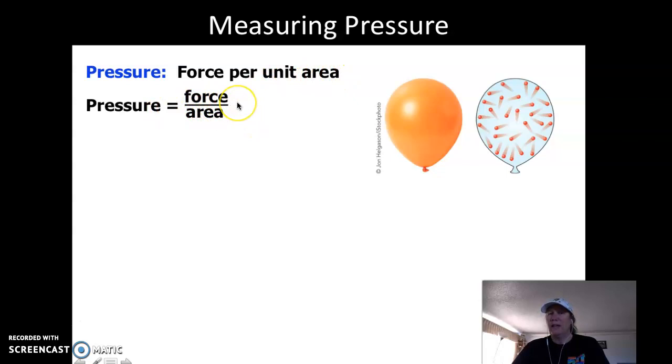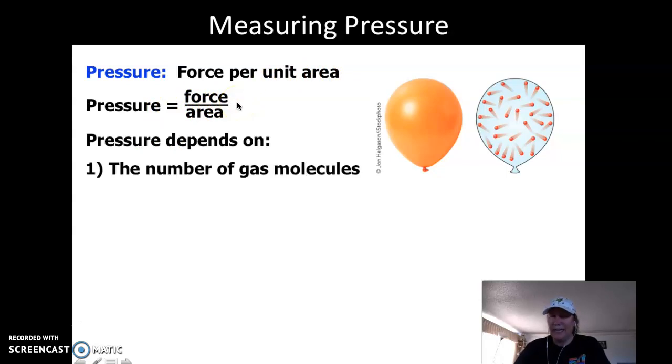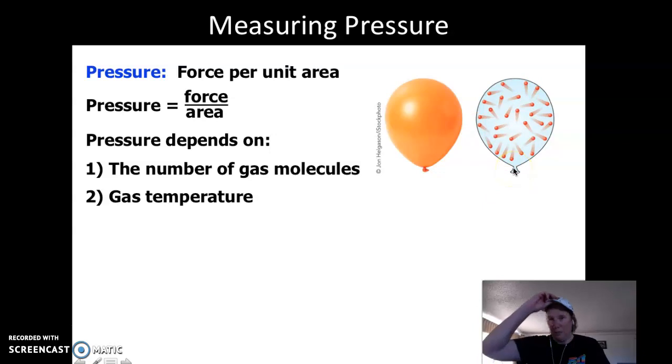When we're trying to find the pressure, there are some things we have to look at. First of all, how many particles we have, because the more particles we have, the more force it's going to exert. They're all moving around fast, but if you have more in here, there are going to be more collisions with the outside. Temperature: as you increase the temperature, they move faster. If they move faster, then they exert more pressure.